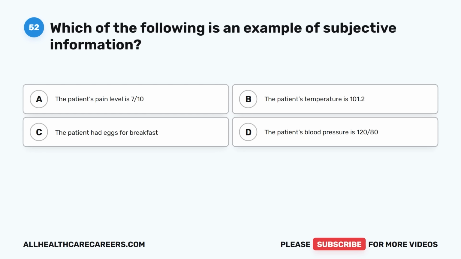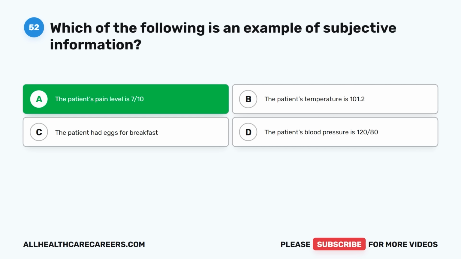Question 52. Which of the following is an example of subjective information? A. The patient's pain level is 7/10. B. The patient's temperature is 101.2. C. The patient had eggs for breakfast. D. The patient's blood pressure is 120/80.